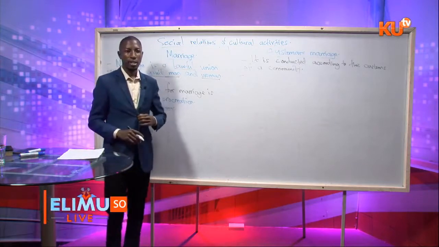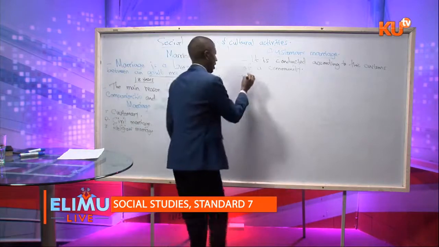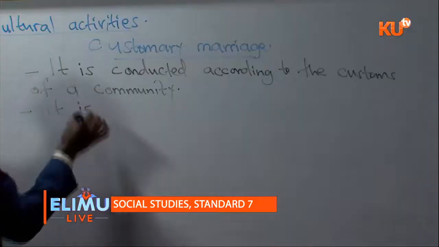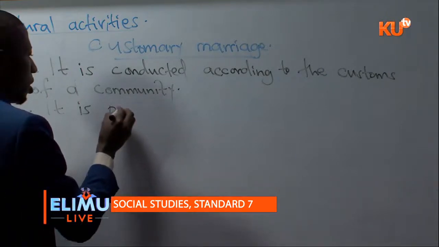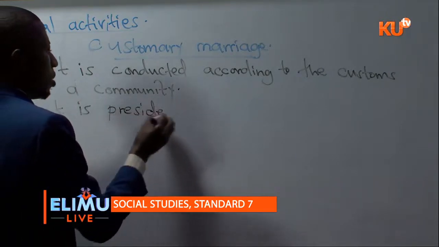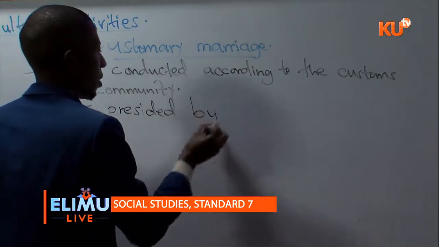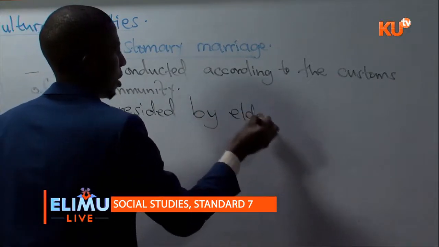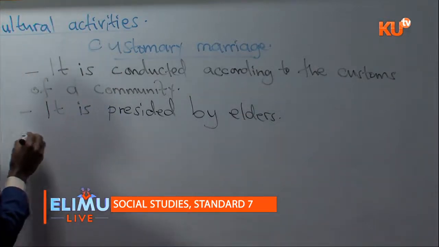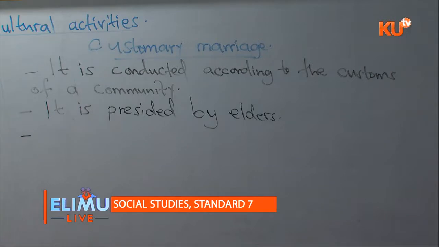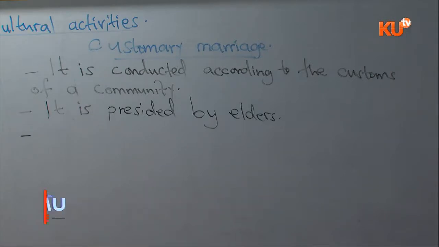Then it is presided over by elders. Elders are the ones who join these people in matrimony. Then dowry is paid.